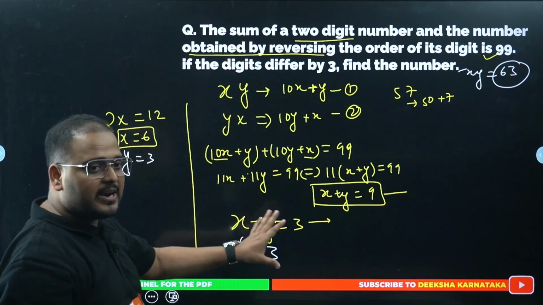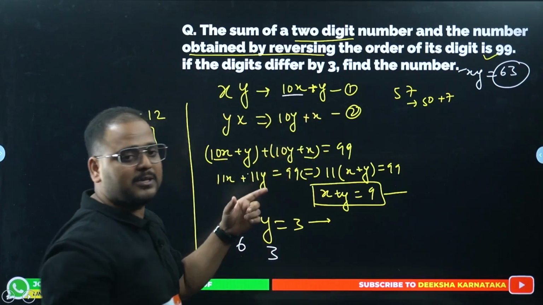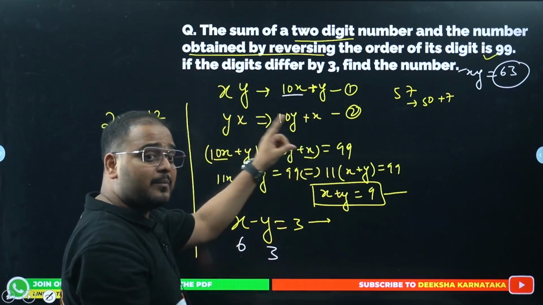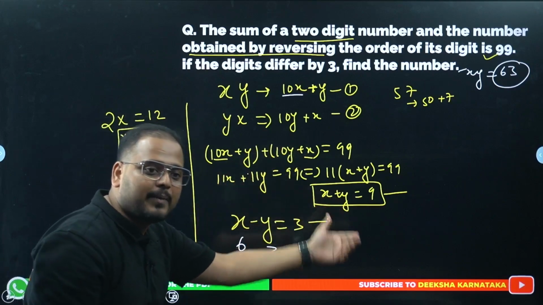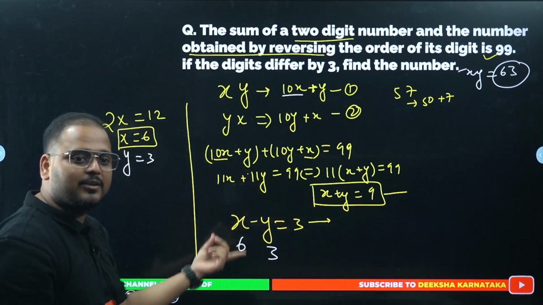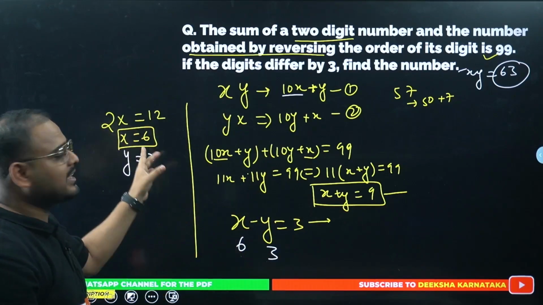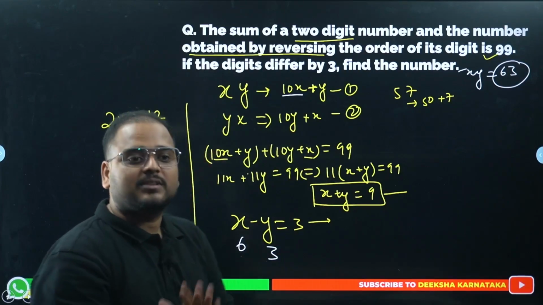Okay, so what we did, we wrote the statement. First one, tens place is involved, 10x plus y. Second time reverse, so 10y plus x. The sum is 99, so 11x plus 11y. Simplified it by taking 11 common. x plus y is 9, difference is given as 3. Added them to get 12. x is 6, y is 3. The number is 63. So this question is over.